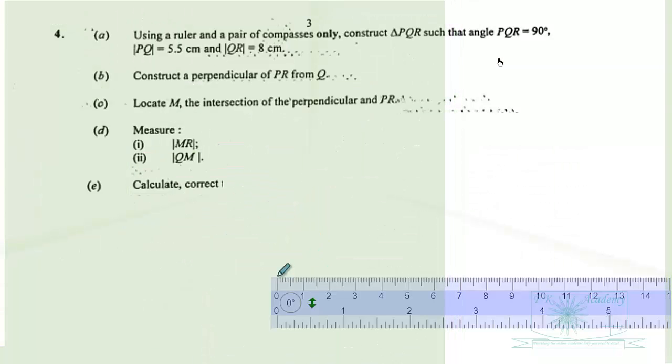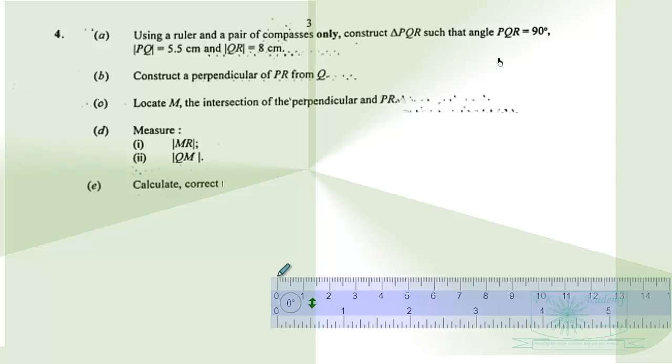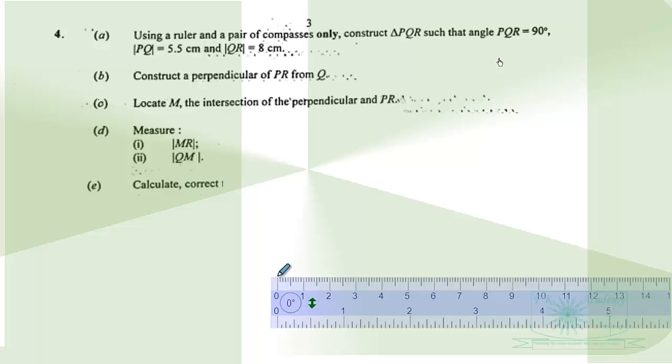So we are back. Now let's take question number 4. Using a ruler and a pair of compasses only, construct triangle PQR such that angle PQR is equal to 90 degrees. Line segment PQ has a length of 5.5 centimeters. Then we have line segment QR is equal to 8 centimeters.